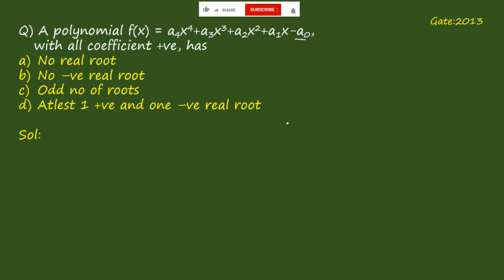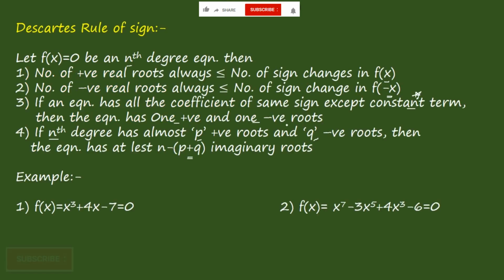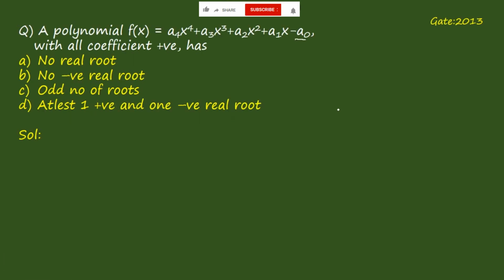For this one we know the general rules, Descartes' rule of sign. It has been given here, the third rule: all the terms would have the same sign except the constant term, then we'd have one positive and one negative root. So the answer for this question is option D.